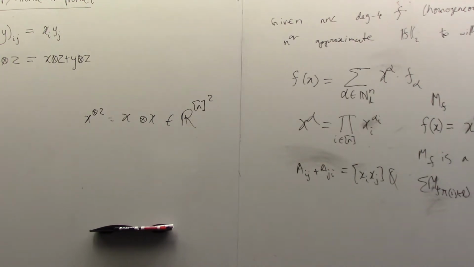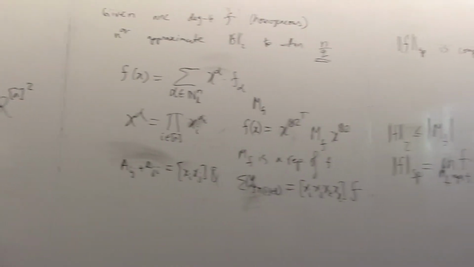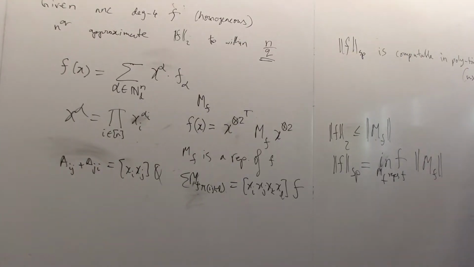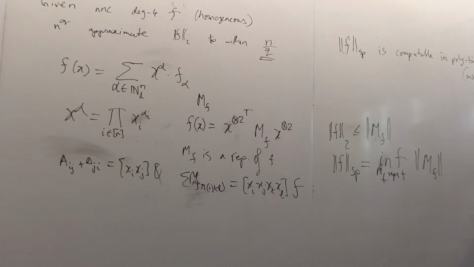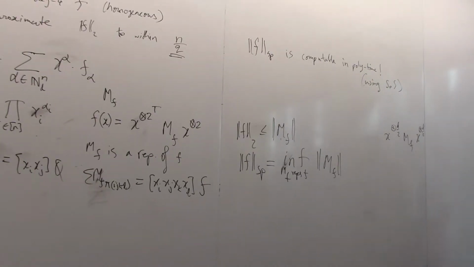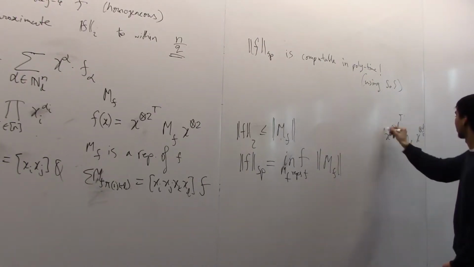So in this polynomial, the exponent depends on the 4, does it? Yeah, exactly. So specifically for a general degree d polynomial, you'll write x tensor d over 2, M_f, x tensor d over 2. Of course, there's a transpose here.